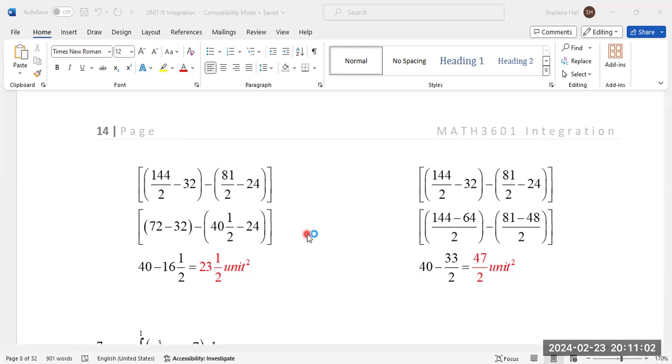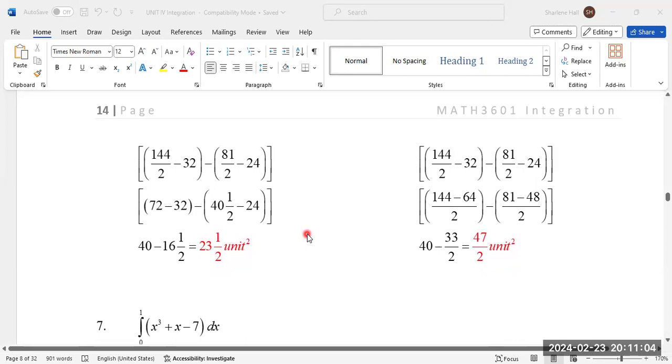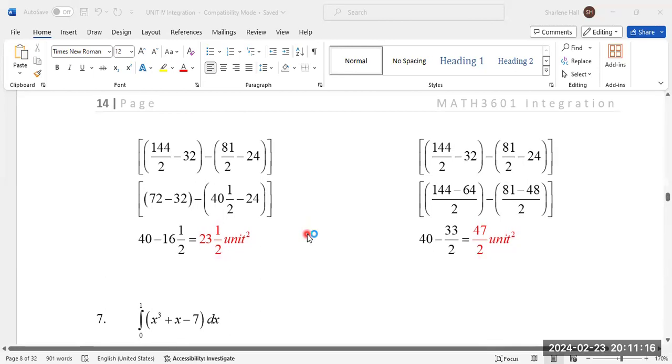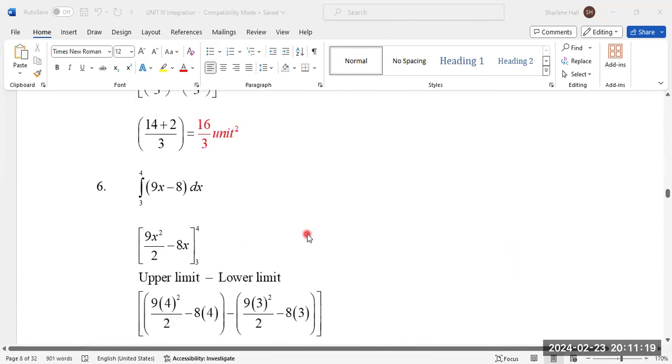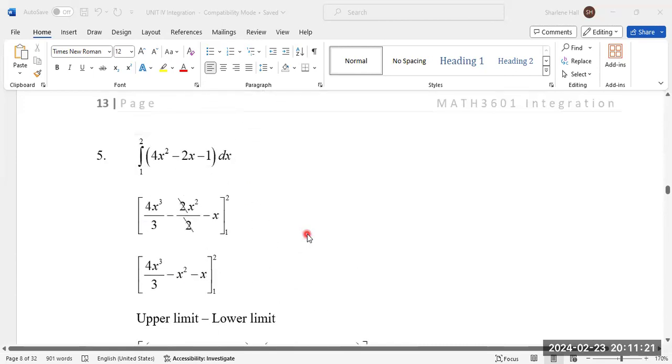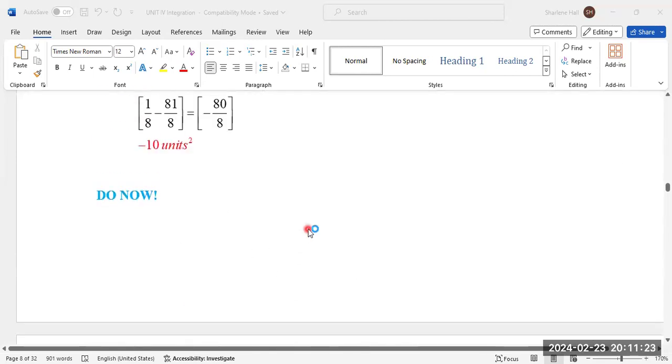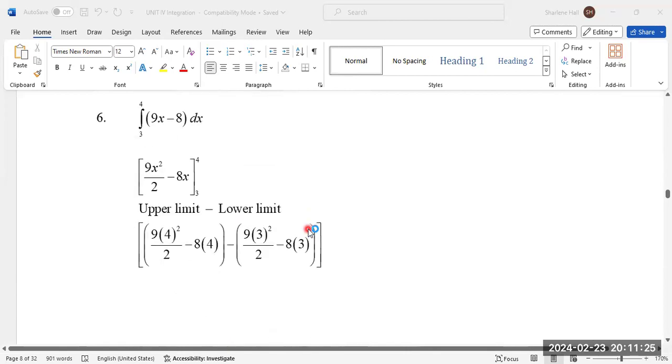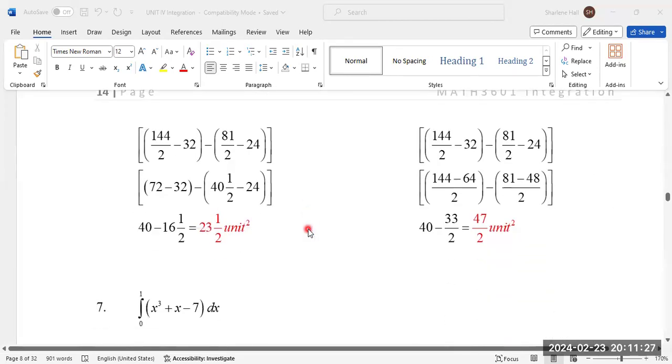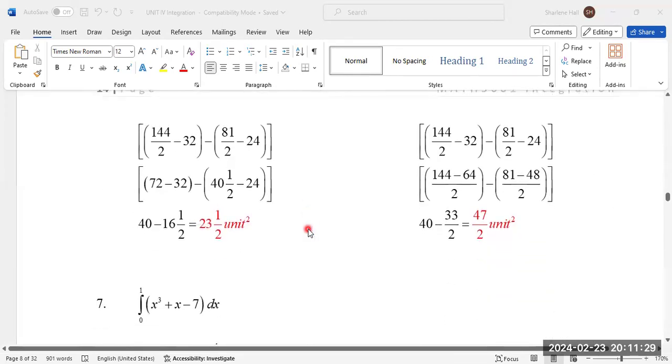I'm going to give you this other one to do. The pair of you, I want you to try and complete the question with the same 23.5 or 47 over 2 units squared. I want you to try one, Shamari, where one of the limits is 0. So I want you to do this one here for me, number 7. All right, sir. Cool.